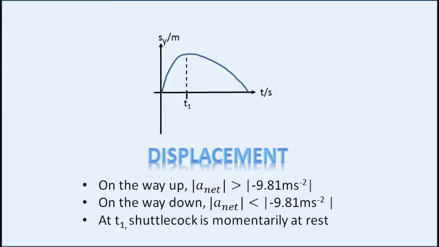Lastly, the displacement time graph is an asymmetric parabola with a maximum height when time is at t1. The time required to travel from the origin to the maximum height is less than the time required to travel from the maximum height back to the same reference point. This is because when traveling upwards, the resistive forces are acting against the weight, causing the magnitude of the net acceleration to be more than that when the shuttlecock is traveling downwards.